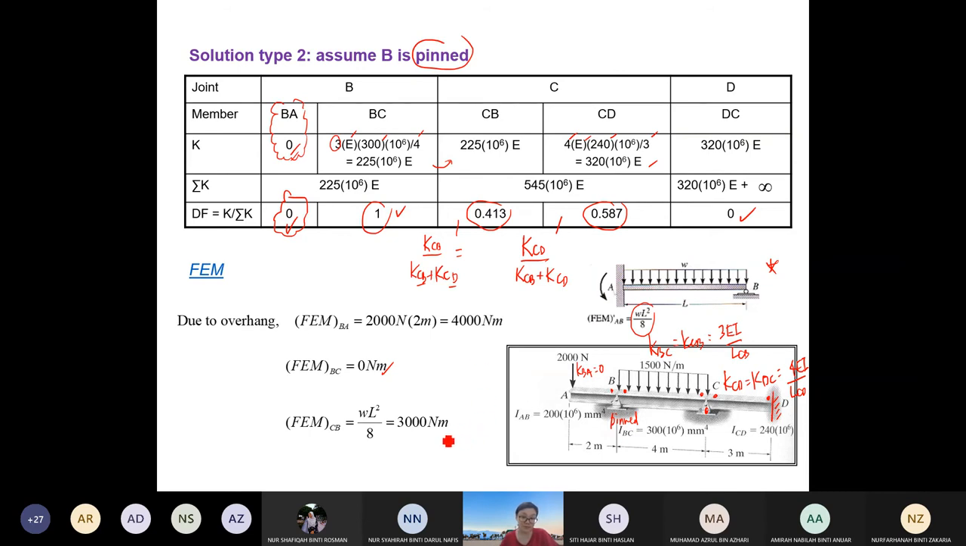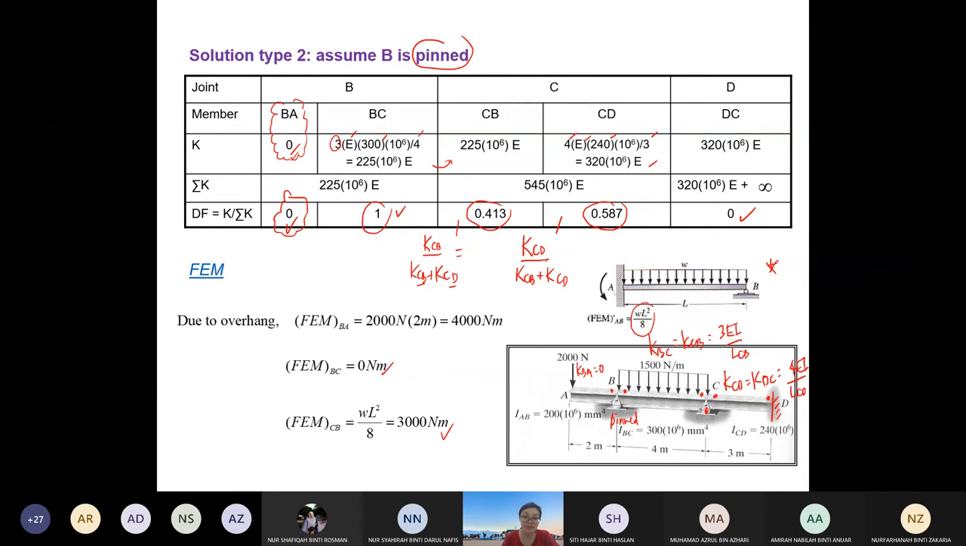Why is this positive? Anyone? Yes, correct, clockwise. Even though in this template it shows at this end of A, in this real case it shows at the other end, at C. So you just mirror this template so that the fixed end is at your right side. So you will get your moment in a clockwise manner. So you have a positive fixed end moment CB.